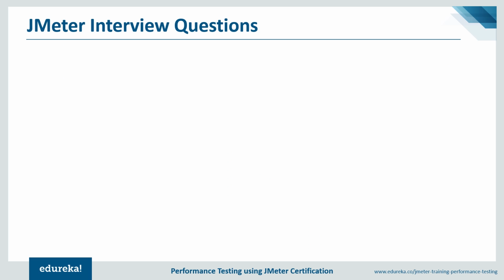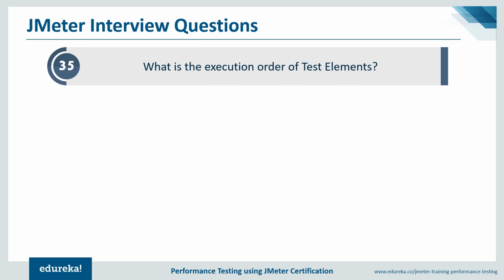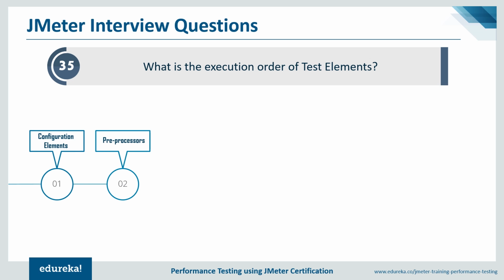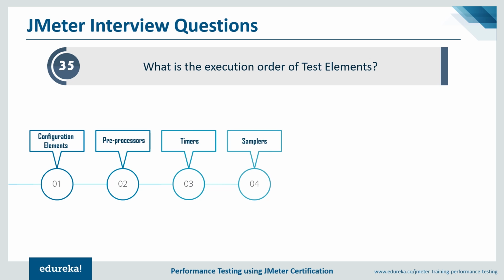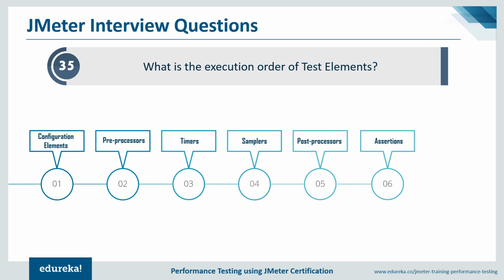Now moving on, the next question is, what is the execution order of test elements? So first we have the configuration elements, and then we have preprocessors, then timers, samplers, post-processors, assertions, and finally listeners. Now timers, assertions, pre and post processors are only processed if there is a sampler to which they apply. The logic controllers and samplers are processed in the order in which they appear in the tree. Now other test elements are processed according to the scope in which they are found and the type of test element. So this was the execution order for the test elements.